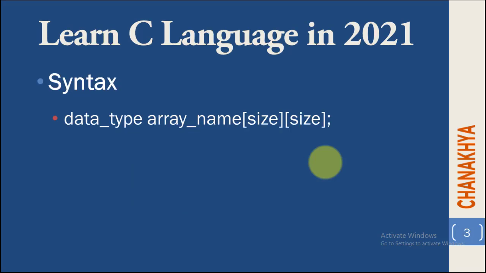So here is the syntax for our two-dimensional array. First we have to declare the data type, then we give the array name, or variable name, and then we have to specify the size of the array. The first part is the number of rows we want in the array, and in the second size we define the number of columns we want.